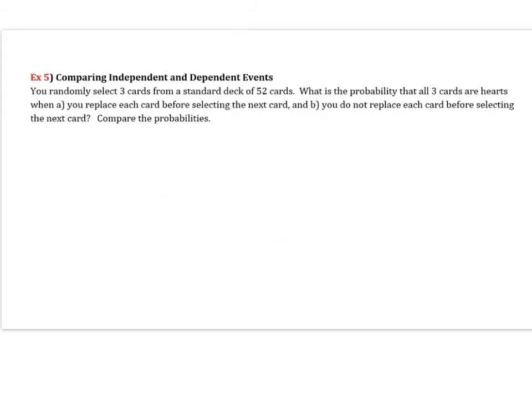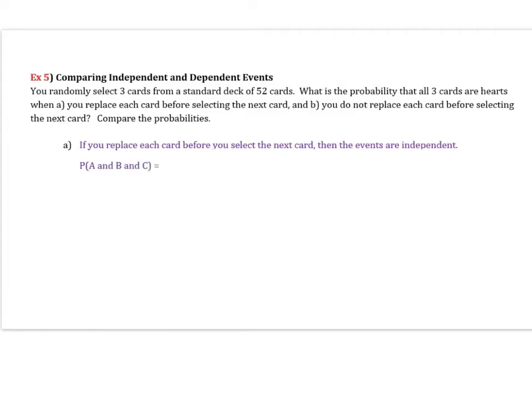All right, so now let's compare independent and dependent events. You randomly select 3 cards from a standard deck of 52 cards. What's the probability that all 3 cards are hearts when, option A, you replace each card before selecting the next card, or B, you do not replace each card before selecting the next card? Compare the probabilities. So we'll start with you replace each card before you select the next card. If this happens, then that means you're looking at independent events.